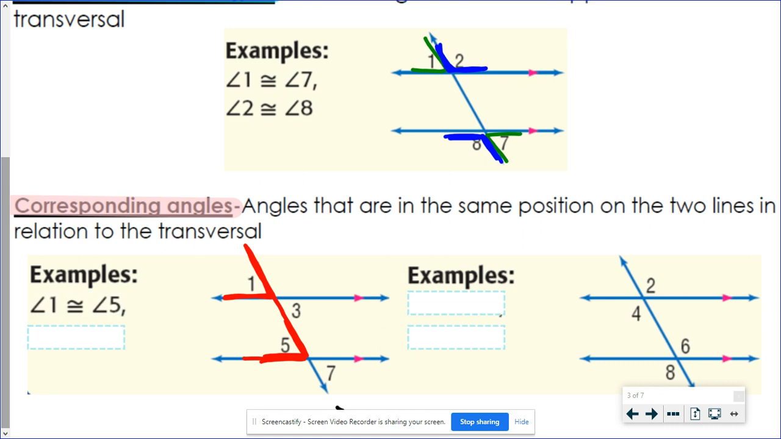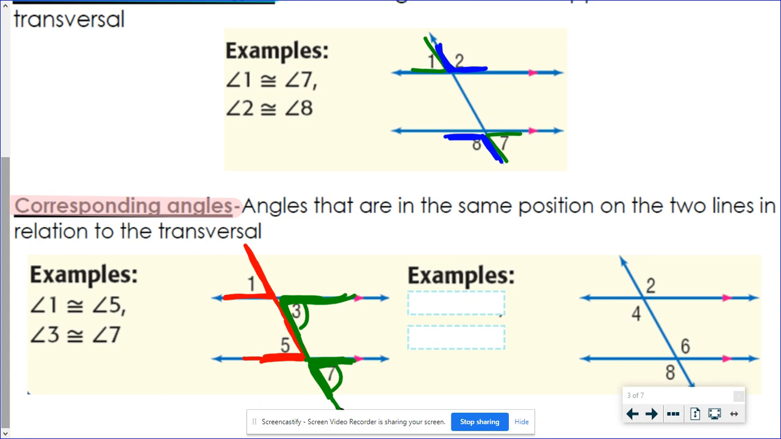3 and 7, here's my F shape. 3 is in the bottom right corner, so is the 7. So there's my F shape. They're in like the corners of the F. Okay.